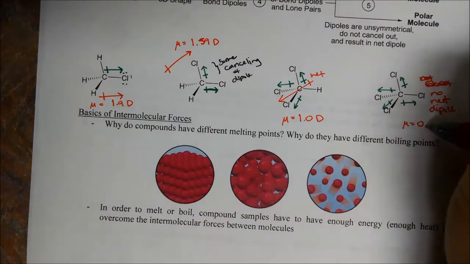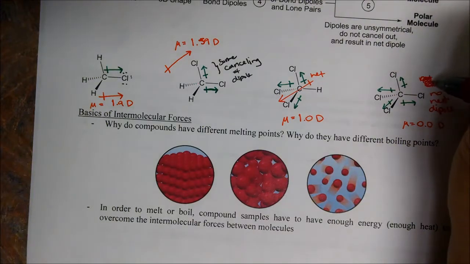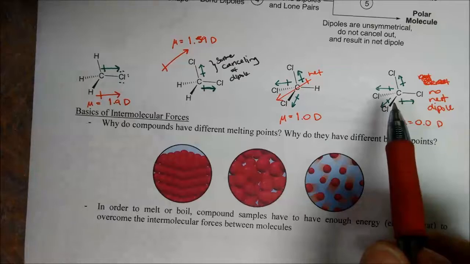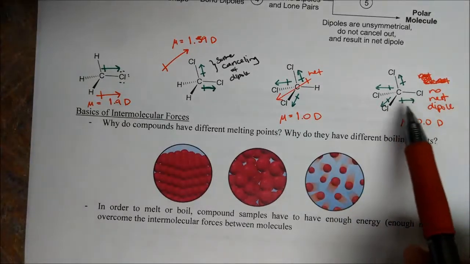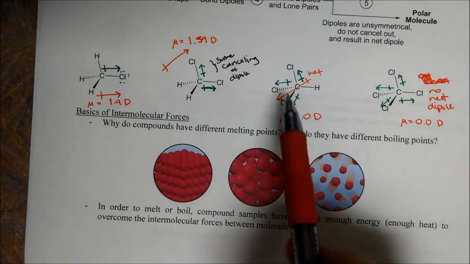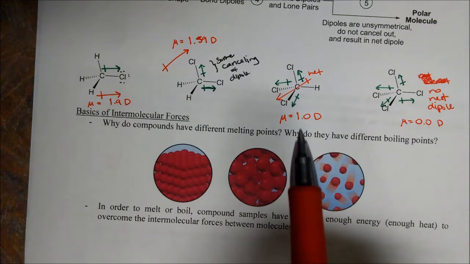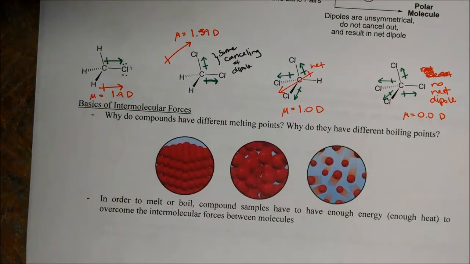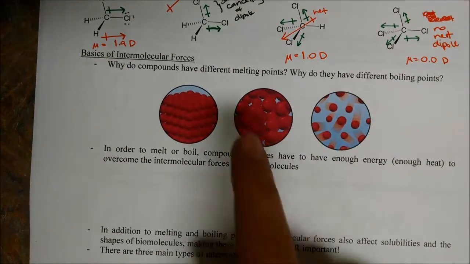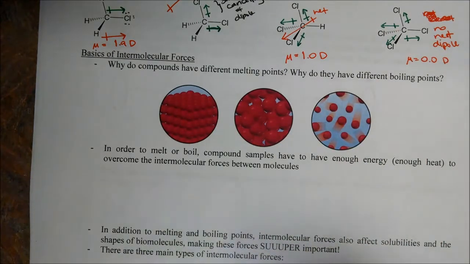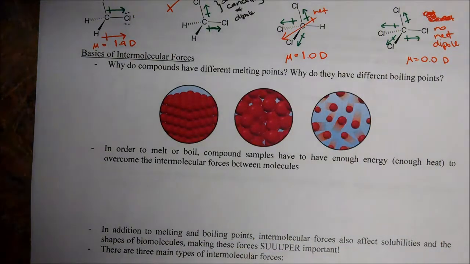And we saw that before, 0.0 for the mu. Okay, so just look at those vectors of the individual bonds. Again, if they're symmetrical, it's definitely all going to cancel out. But as long as we have some unsymmetrical aspect to the structure, then we are going to have an overall dipole. So polarity has a significant effect on melting points and boiling points and other physical characteristics. So that's why we spend so much time on it, polarity.